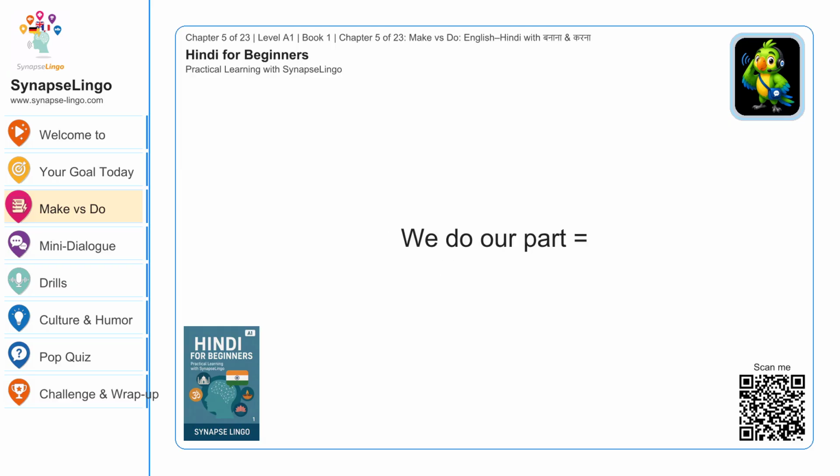We do our part equals हम करते हैं. You all do the dishes, all dry equals तुम लोग करते हो. They make wooden toys equals वे बनाते हैं. Base verb reminder. बनाना.